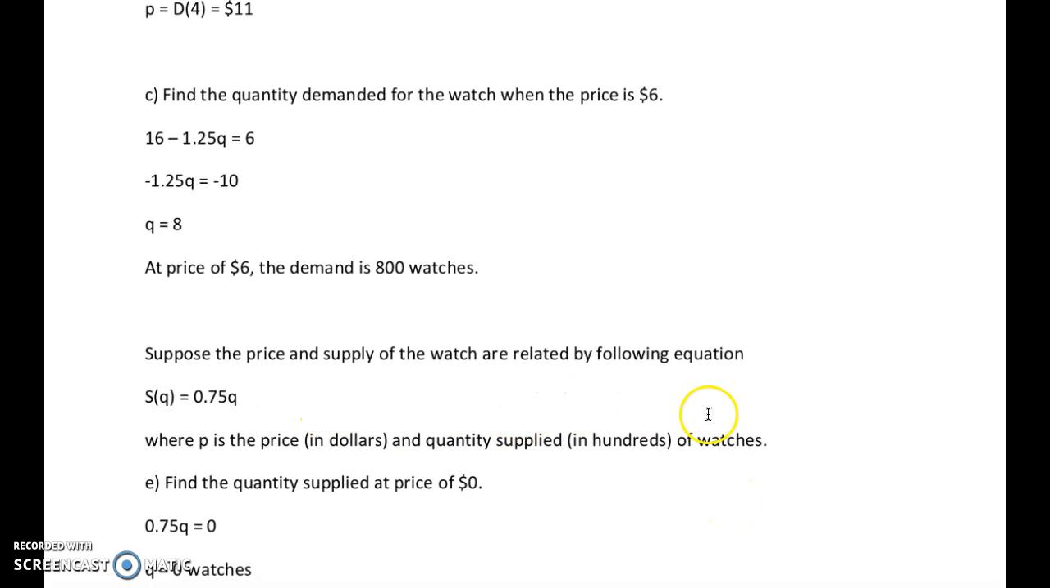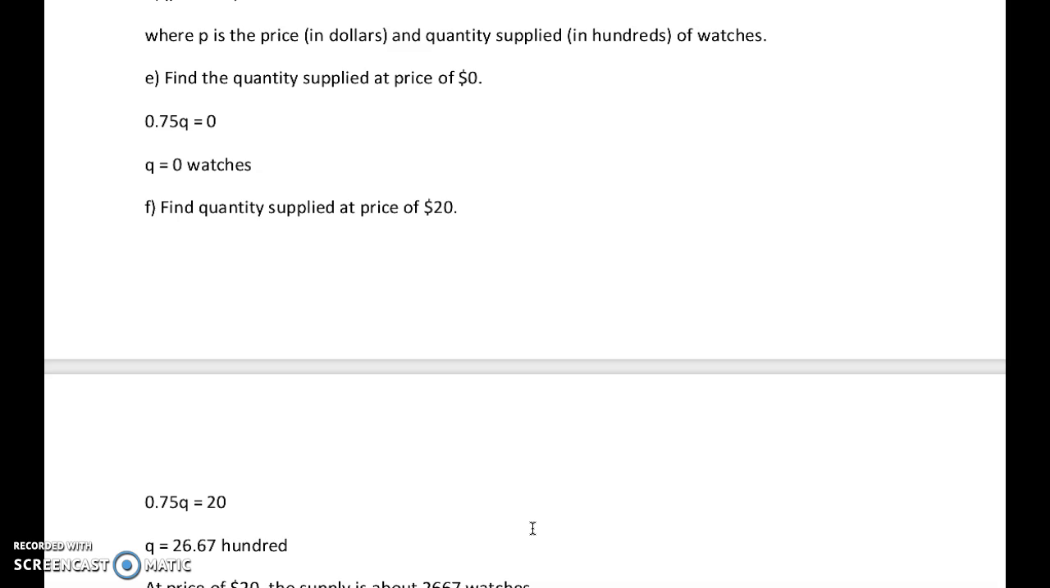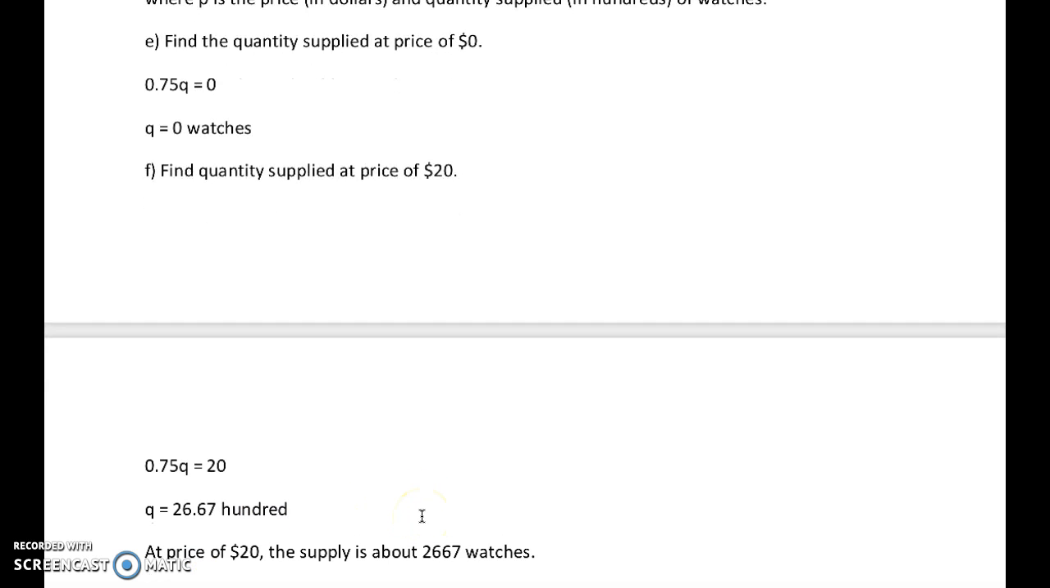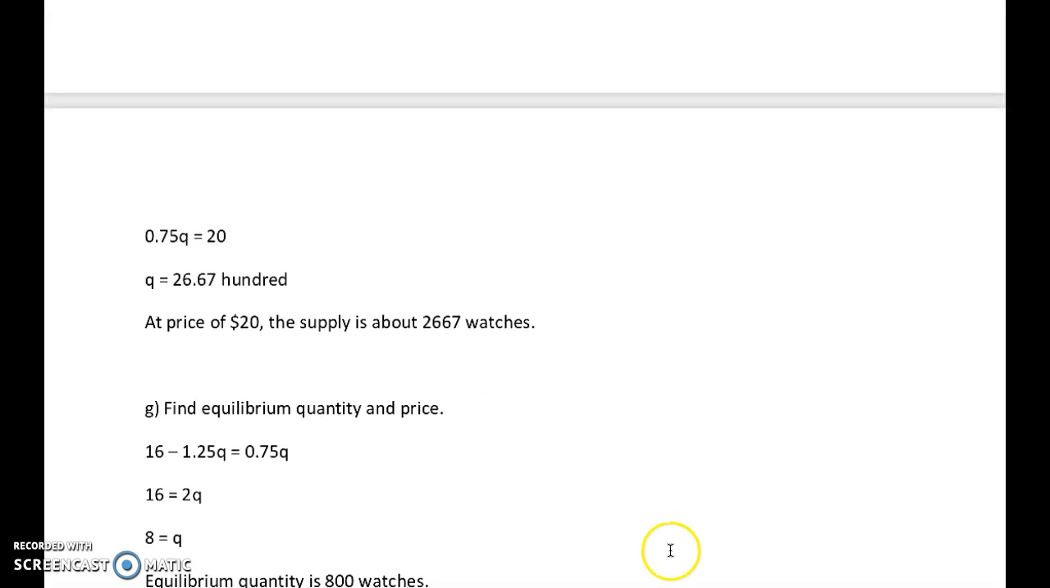Suppose the price and quantity of the watch are related by this supply equation. All right. Now I want to find the quantity at $0. Okay. So when I ask for nothing, 0 watches. Okay. The quantity supplied at $20, we get 26.67. All right. So we've got to translate that. When we have this decimal number, multiply it by 100, and we get 2,667 watches.